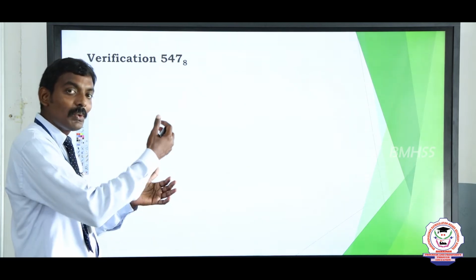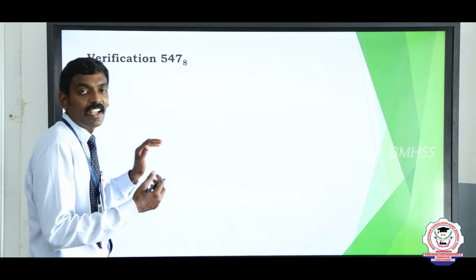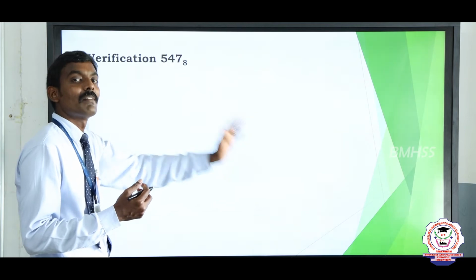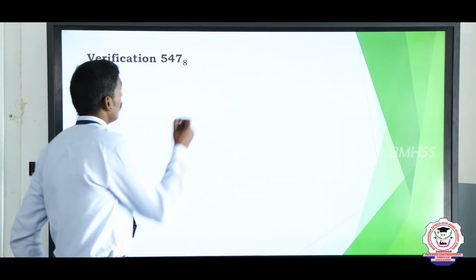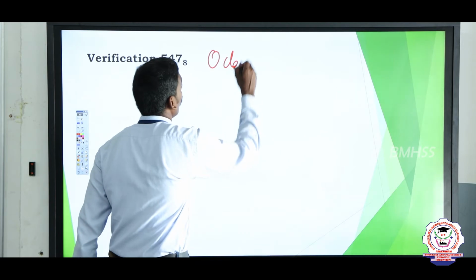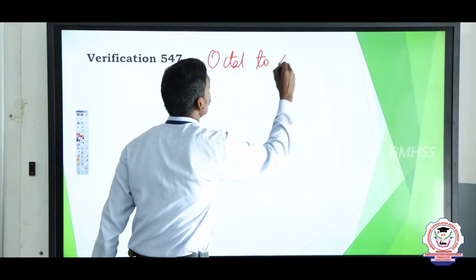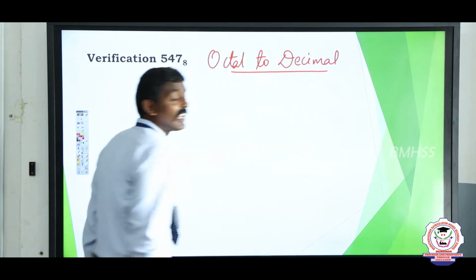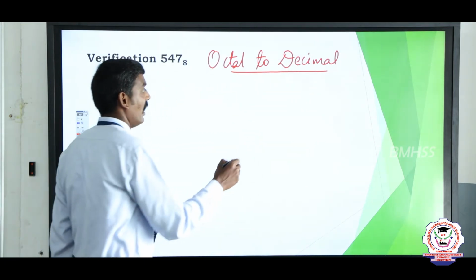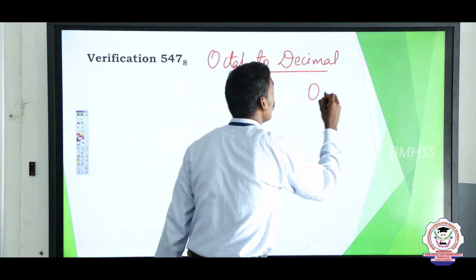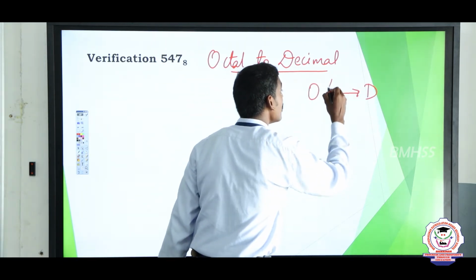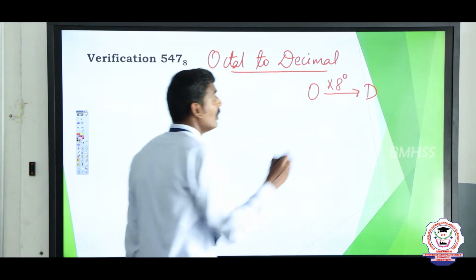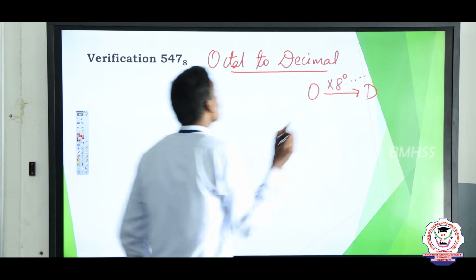Now we can go in reverse order. With the help of this answer, we get a question. That means we want to convert an octal number to the decimal number system. We are going to see octal to decimal conversion. How can we convert octal to decimal? Very simple. It's a multiplication process. Octal to decimal means multiply by the base 8 to the power of 0, and it will be extended up to the number of digits.